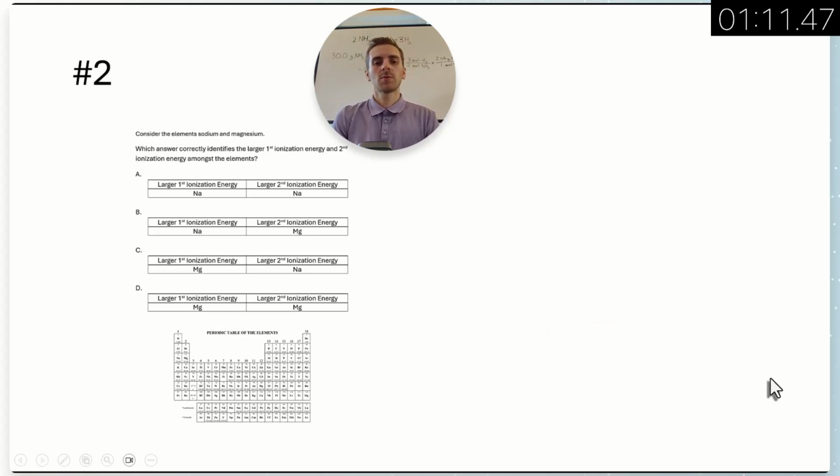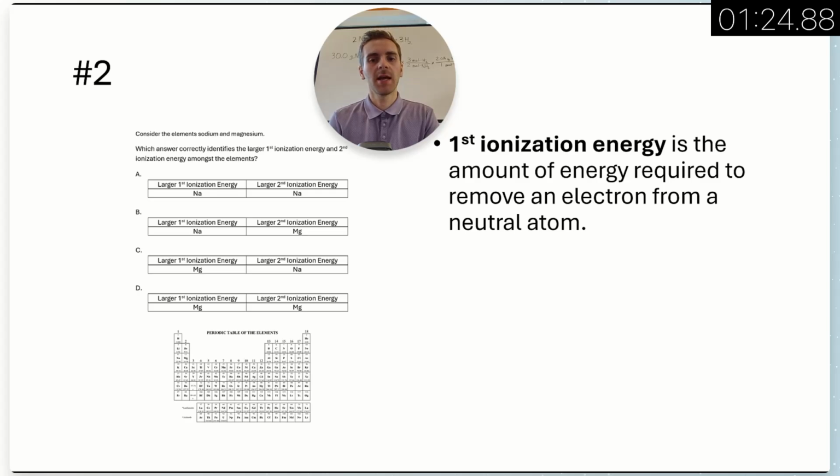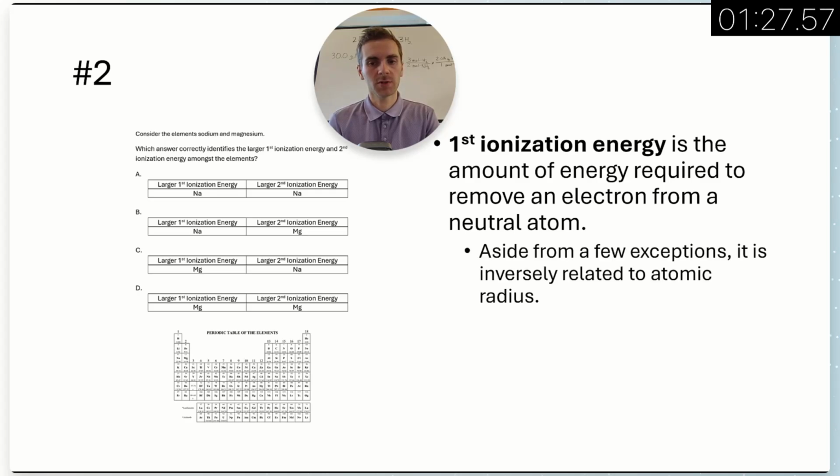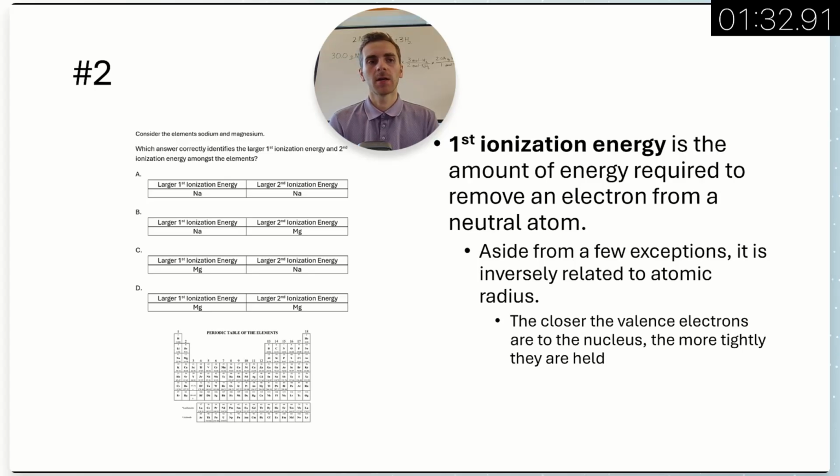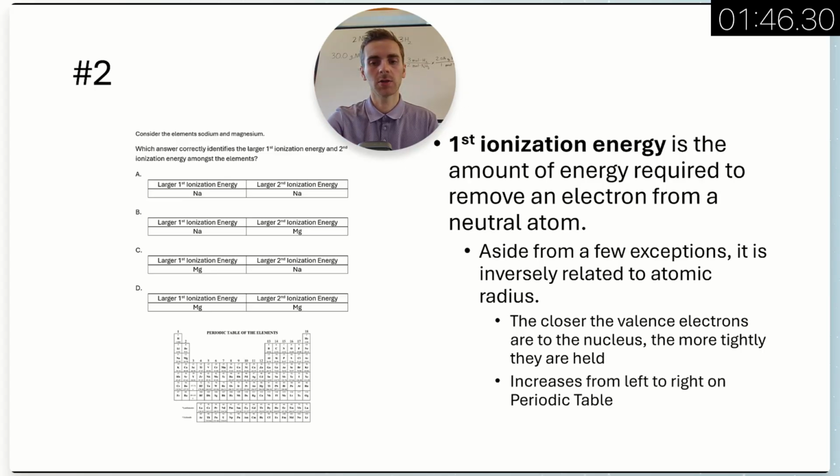All right, and then number 2 is about first and second ionization energies. Ionization energy is the energy required to remove an electron. For first ionization energy, we're removing the first electron from a neutral atom. And this is essentially going to be inversely proportional to atomic radius, because for atoms with a smaller atomic radius, the electrons will be held more tightly and they'll require more energy to be removed. So we said magnesium has the smaller atomic radius, so it's going to have the larger first ionization energy.